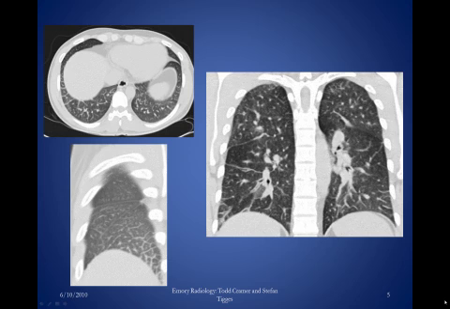Here are axial, coronal, and sagittal images from a CT scan done on a patient in pulmonary edema. Notice again how the thickened septal lines reach all the way to the edges of the lung, and how the thickening is more obvious at the lung bases.